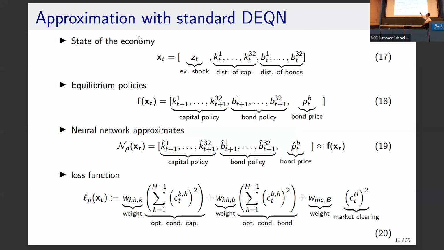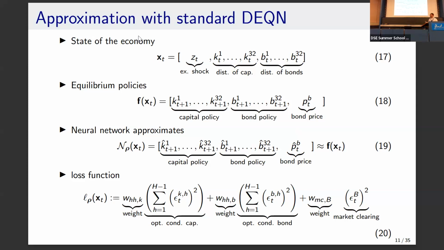So let's think about what is the state of the economy. It's the shock, the distribution of capital across households. I'm making a notation simplification here. This is not really 32 dimensions because we know that the first agent always wakes up with 0. So in fact it will be 31, but I want to keep notation clean. Then this is the distribution of bond holdings.